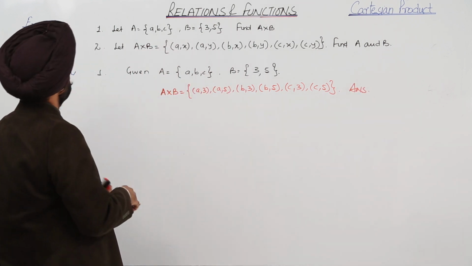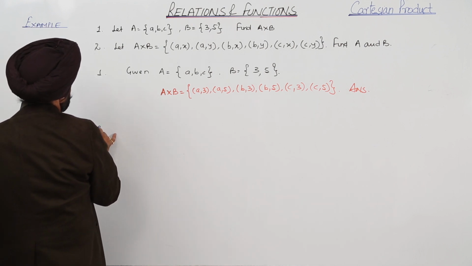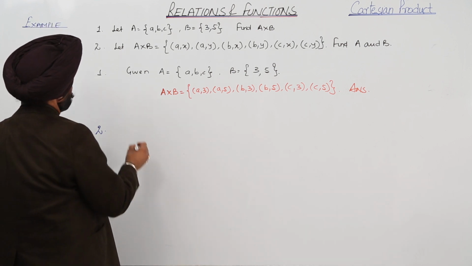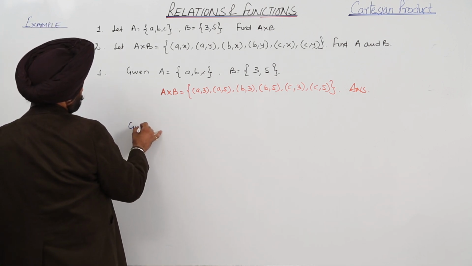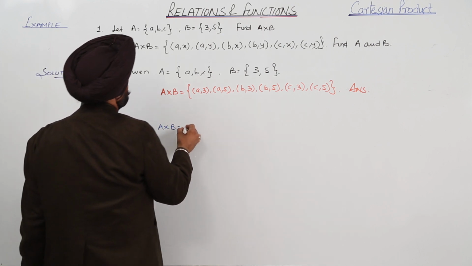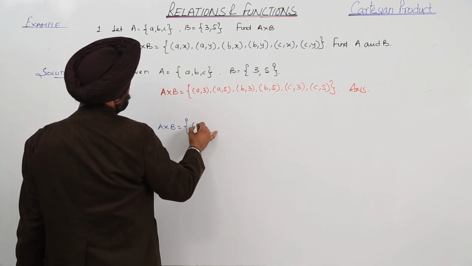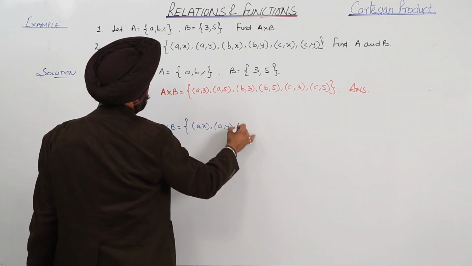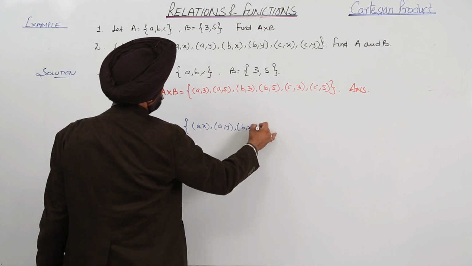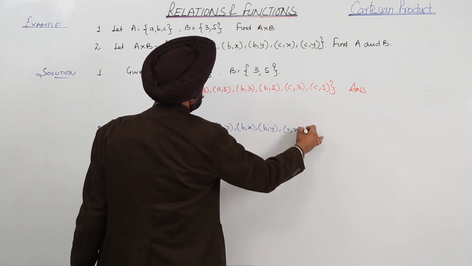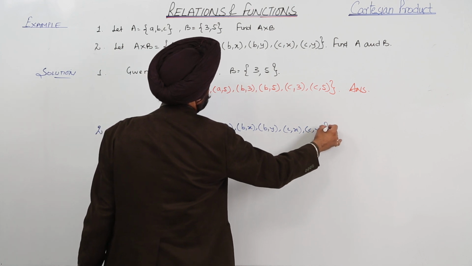Question number 2. Now you can just check it. Just vice versa for question number 1. Now here given A cross B is equal to A comma X, A comma Y, B comma X, B comma Y, C comma X, C comma Y.